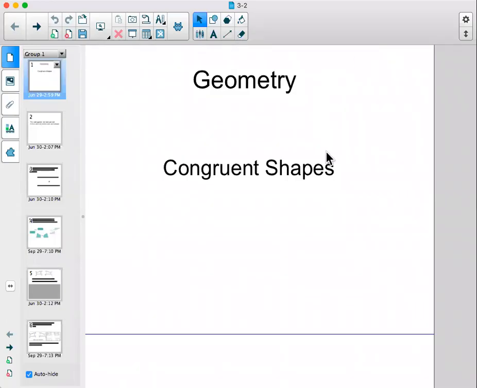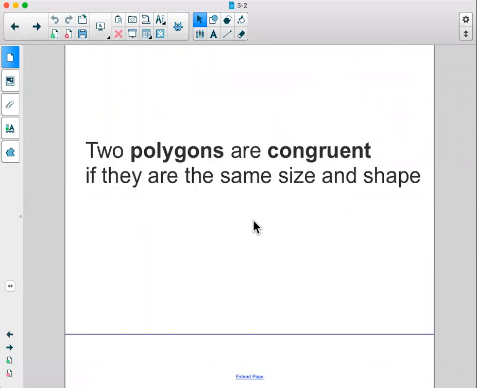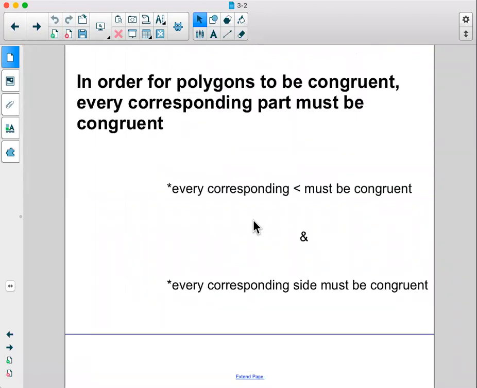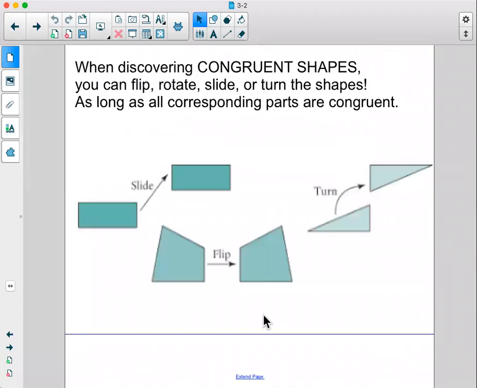Hello, geometry students. Today we're going to be talking about congruent shapes. If two polygons are congruent, it means that they have the exact same size and shape. And in order for polygons to be congruent, every corresponding part must be congruent, every corresponding angle must be congruent, and every corresponding side must be congruent.